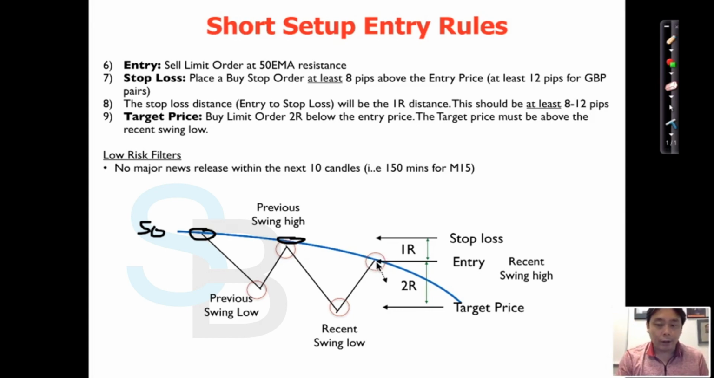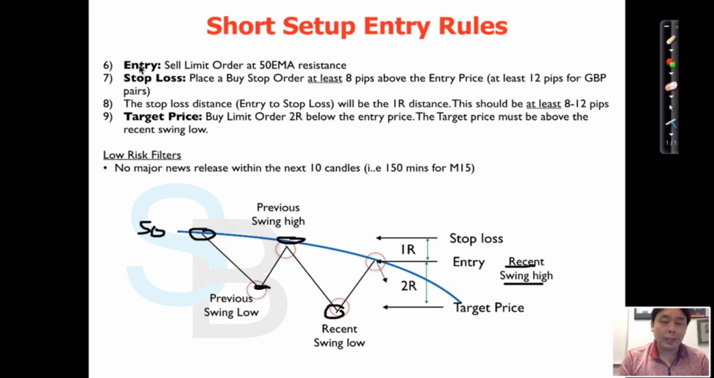And again, we have to ensure that the recent swing low is lower than the previous swing low, right? So it makes lower lows, and the recent swing high, which is basically where we are looking to enter, is lower or at the same level as the previous swing high, but not higher than the previous swing high. All right. So once we see that pattern, we're going to enter the trade.